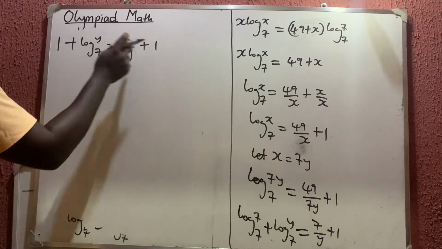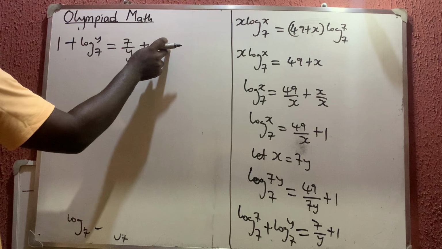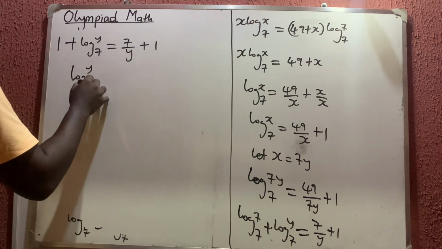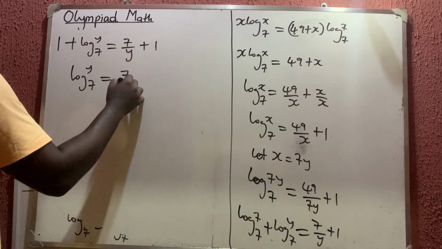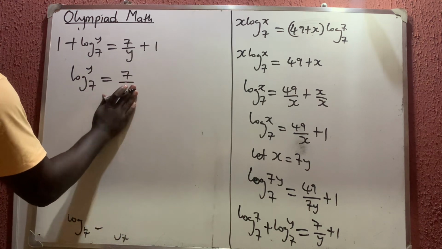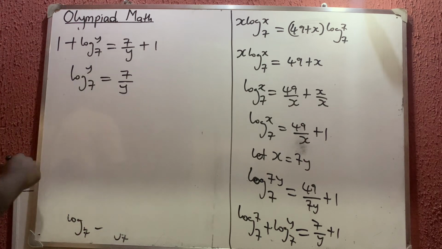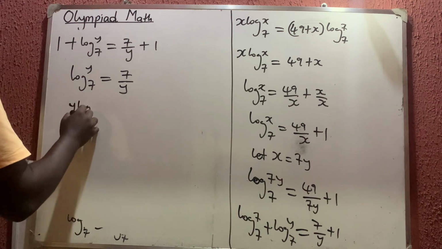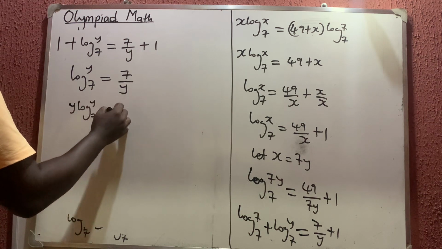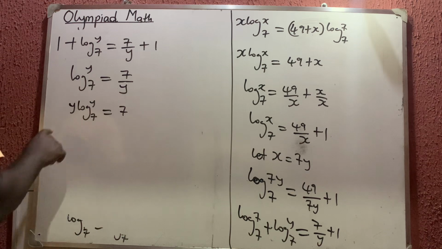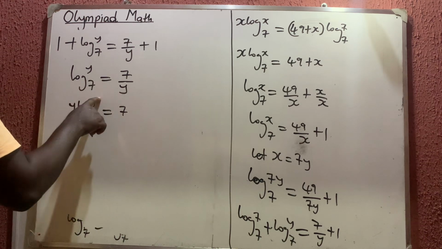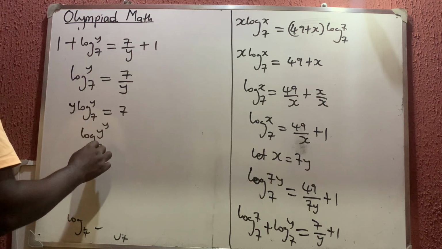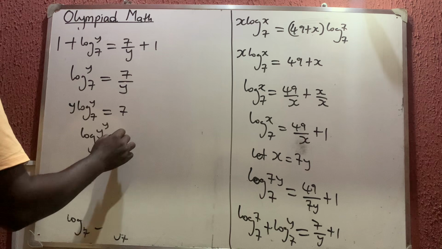Note that this 1 and this 1 cancel out. If it crosses over, it becomes minus, so it's gone. I'm now left with log y base 7 is equal to 7 over y. If I cross multiply, I have y log y base 7 is equal to 7. According to the law of logarithm, this y can go to the back, so I have log y raised to power y base 7 is equal to 7.